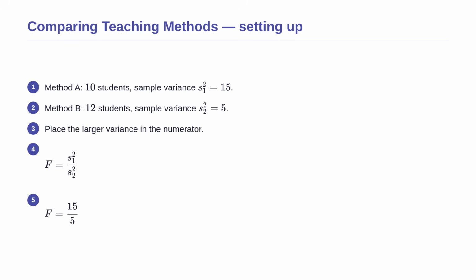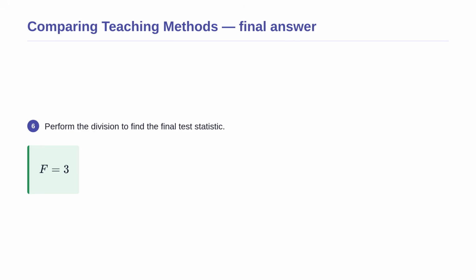We will place the larger variance in the numerator to ensure our F value is greater than 1, making it easier to look up in statistical tables. We substitute 15 for the numerator and 5 for the denominator. Continuing with our calculation, we simply perform the division of 15 by 5. This gives us a calculated F statistic of exactly 3.